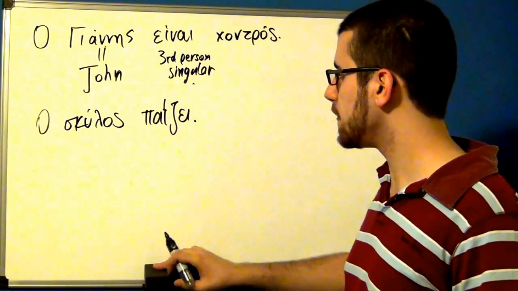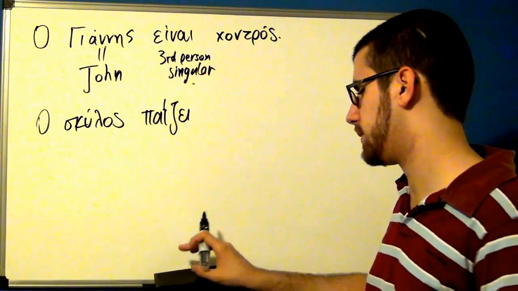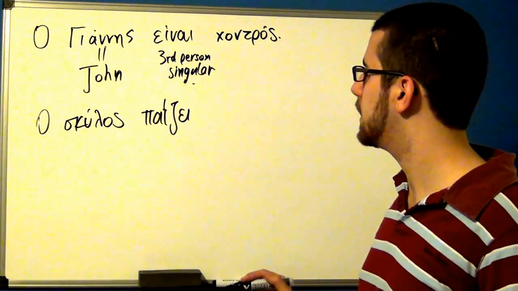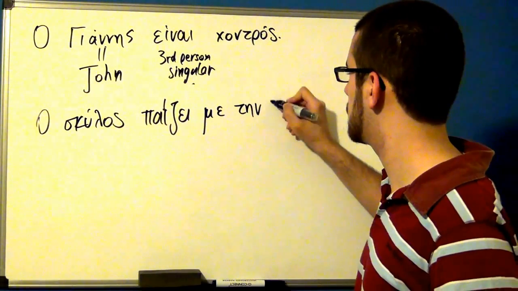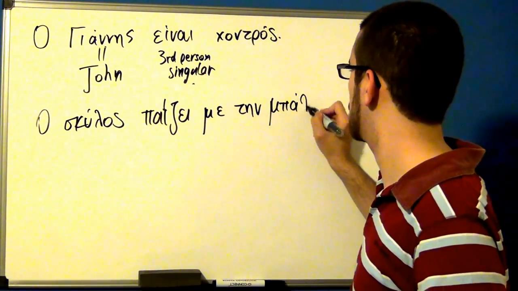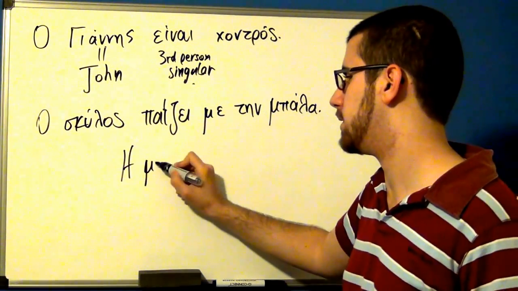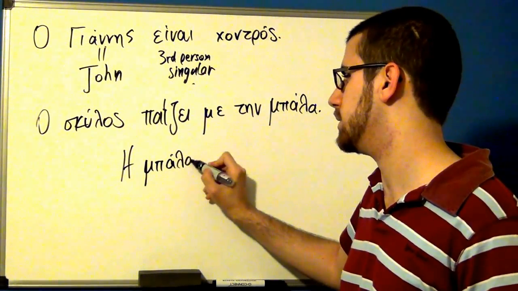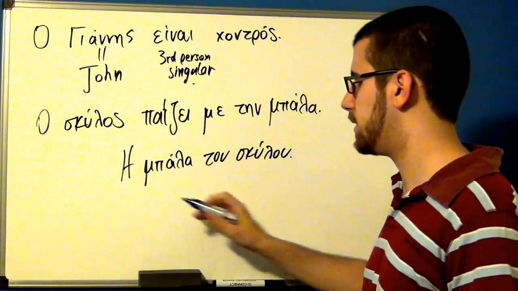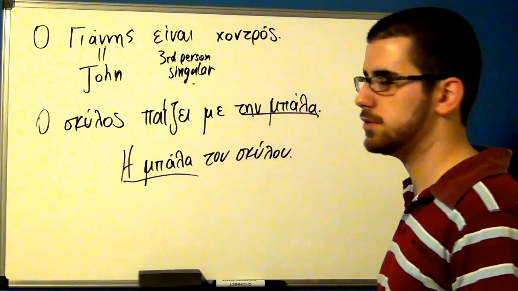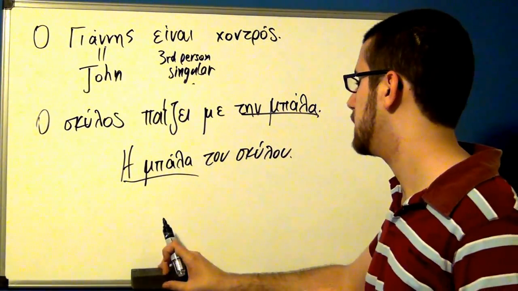And let's add something. Let's make it a bit more spicy. There are things here that I have not said. Παίζει με την μπάλα. I think you remember the ball. I've said stuff about the ball. Η μπάλα του σκύλου. I've written this like two or three times. This is nominative. This is accusative. As you can see, only the article changes. That's the case for this noun.